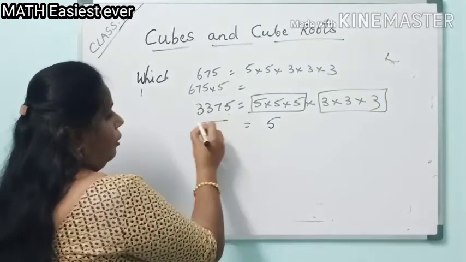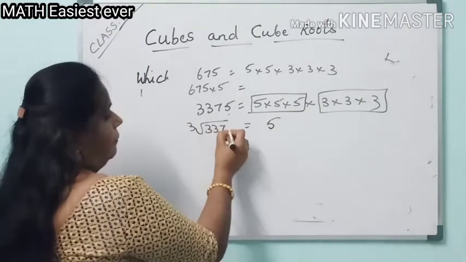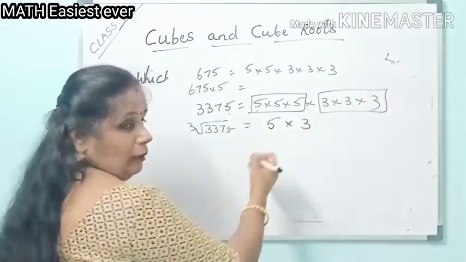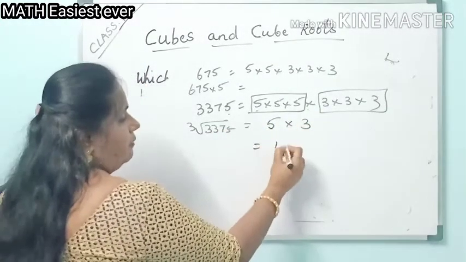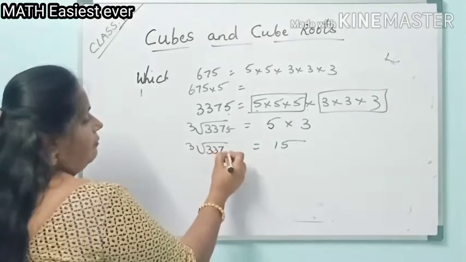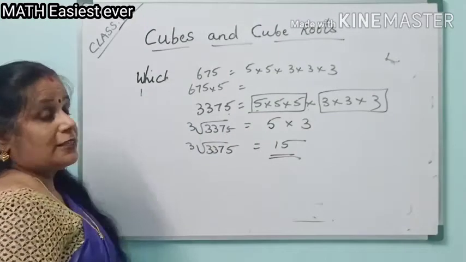So the cube root of 3375 will be, from 3 5s you take 1 5 and from 3 3s you take 1 3. So 5 into 3 is 15. So what is the cube root of 3375? 3375's cube root is 15. This is how you do it.